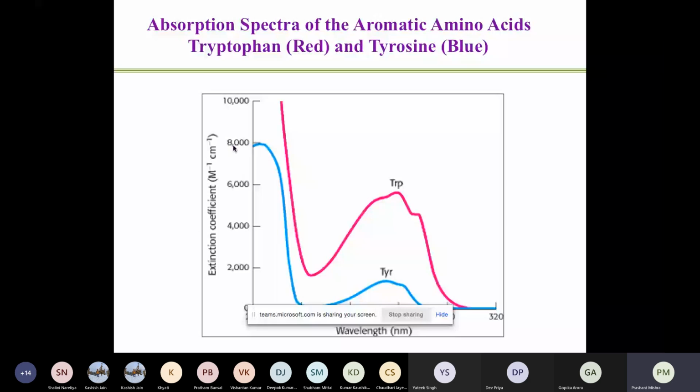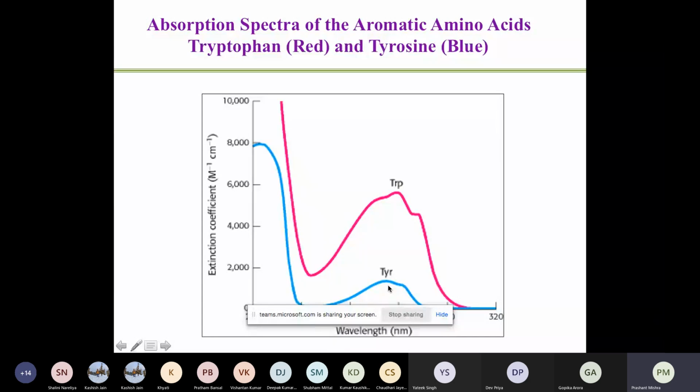What I want to show you here is that the aromatic amino acids have a specific absorption spectra, and this spectra reflects that they absorb at 280 nanometers. So tyrosine and tryptophan: tyrosine is the aromatic amino acid which contains a hydroxyl group, and tryptophan, these two are aromatic amino acids. Of course, phenylalanine is also an aromatic amino acid. These amino acids absorb at 280 nanometers.